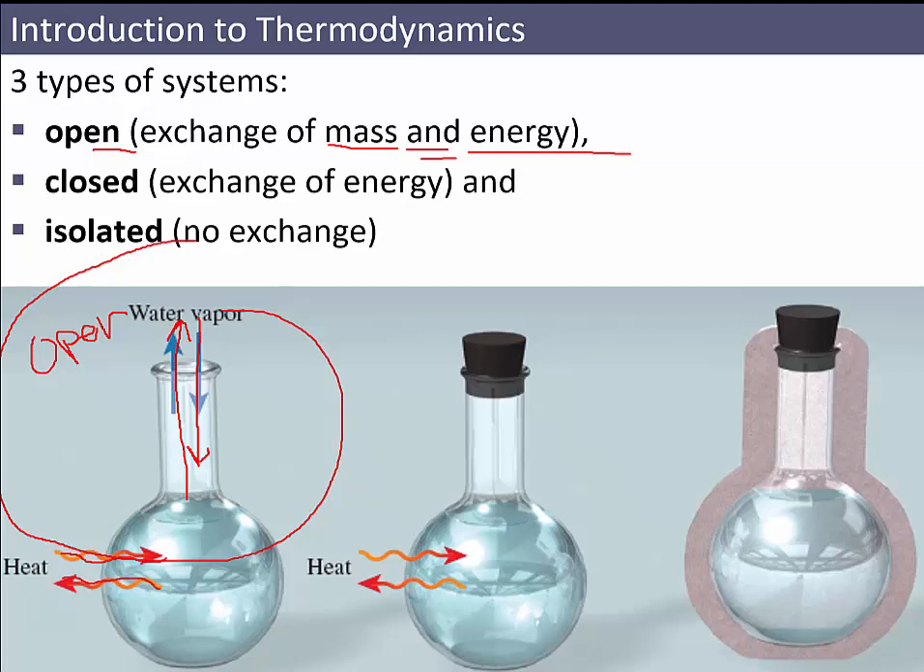In a closed system, this is this guy over here where we've got the little cork on it, right? We can exchange energy into and out of the flask, but no exchange of matter. And then you've got an isolated system where we've got no exchange either of heat, right? Can't go in, can't go out. This guy's insulated, and it's closed.